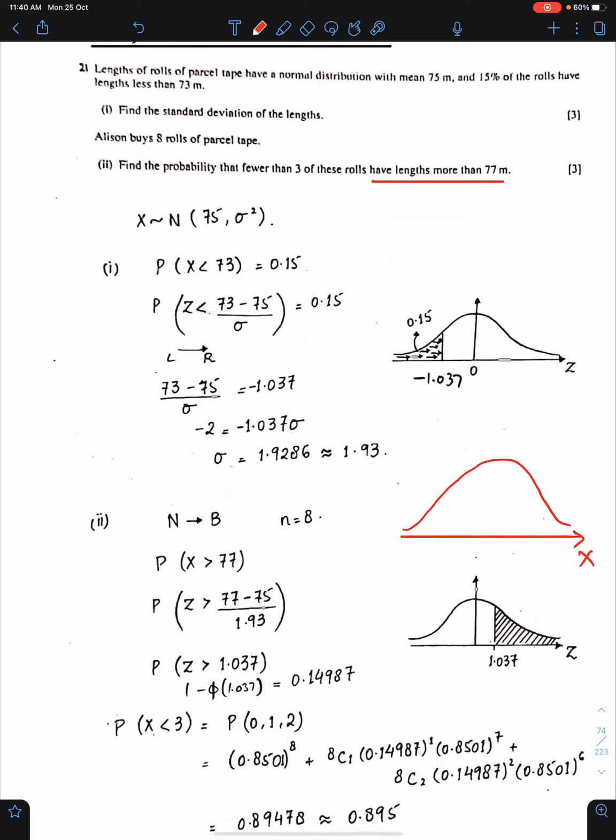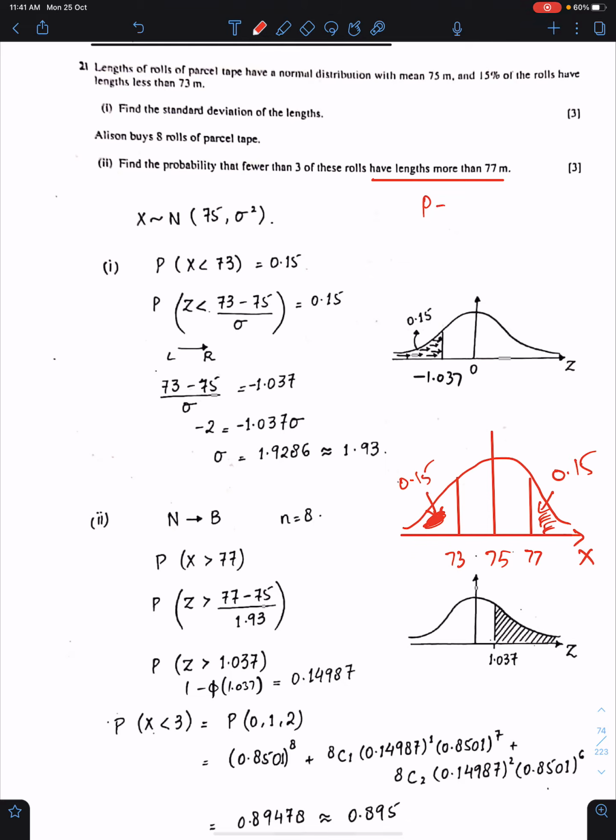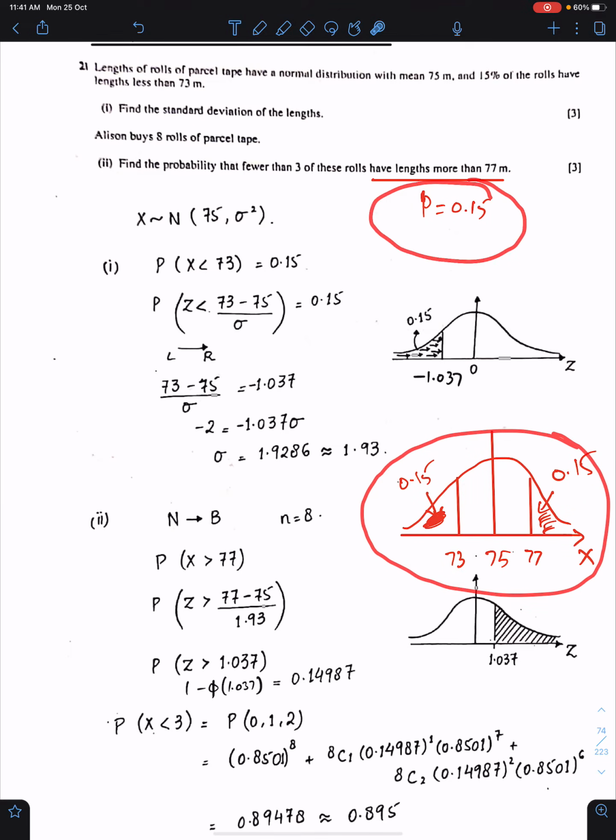This is x. This is the value of mean 75. This number was 73. This is 77. Normal distribution is perfectly symmetrical. We had this probability. This was 0.15. So this is also 0.15. So P is 0.15. So I use normal distribution sketch for the P of binomial.